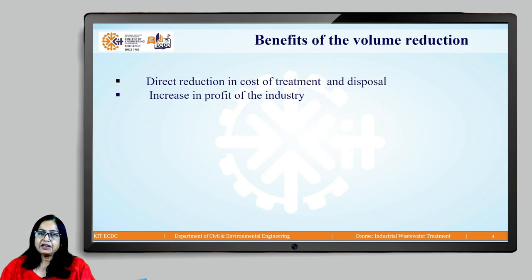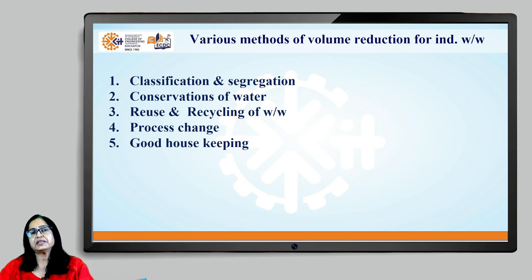So benefits of volume reduction: obviously if you reduce the volume of wastewater which requires treatment, it results in direct reduction of cost of treatment as well as disposal of wastewater. And as explained in the last lecture, the reduction in cost of wastewater treatment results in increase in profit of the industry. So there are various methods of volume reduction for industrial wastewater, and we will study these methods one by one.